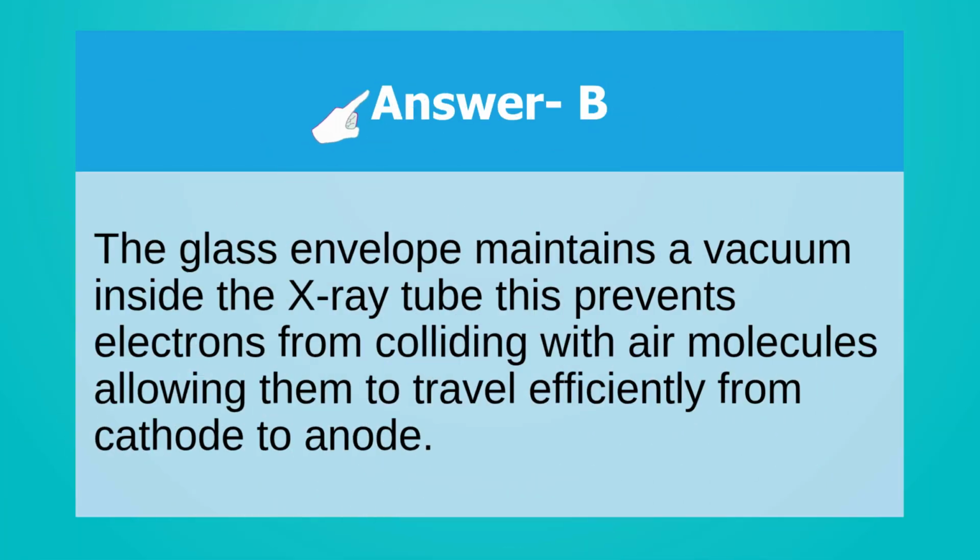The glass envelope maintains a vacuum inside the X-ray tube. This prevents electrons from colliding with air molecules, allowing them to travel efficiently from cathode to anode.